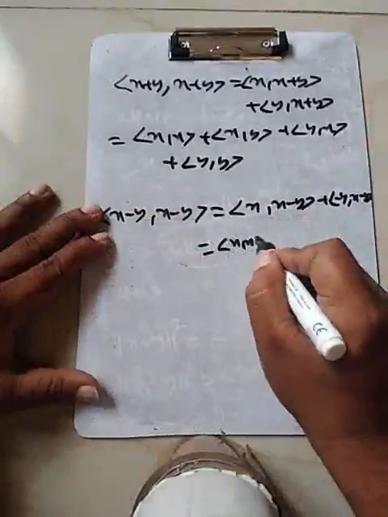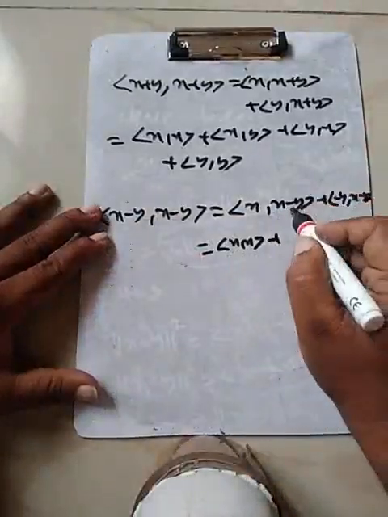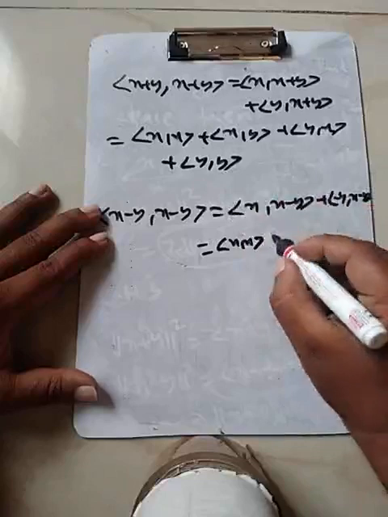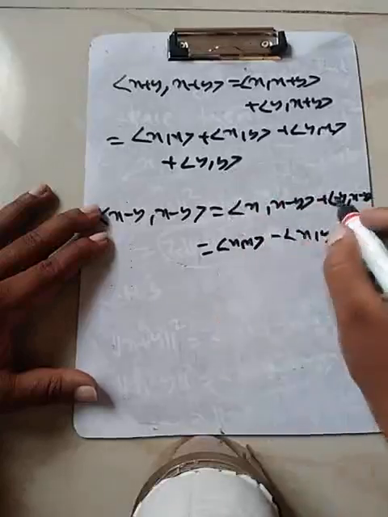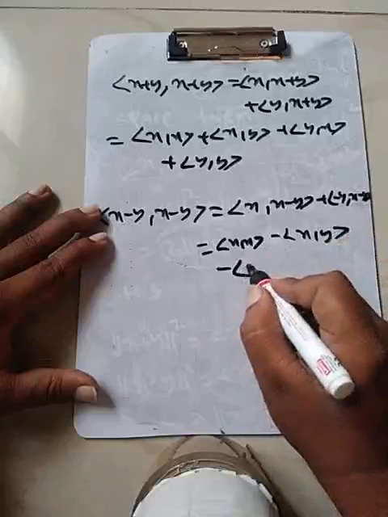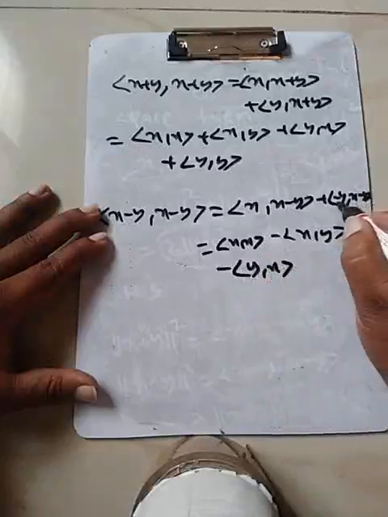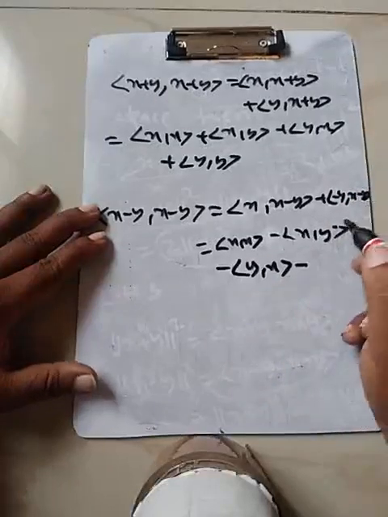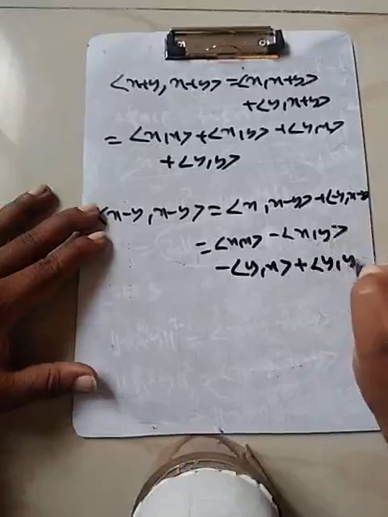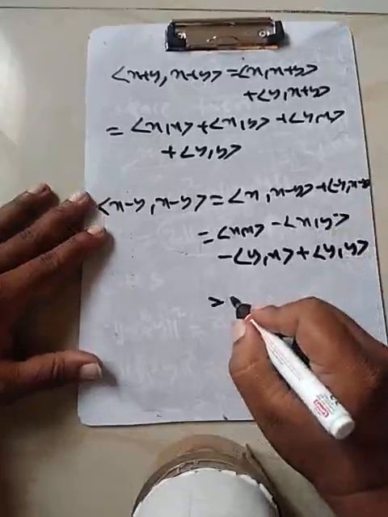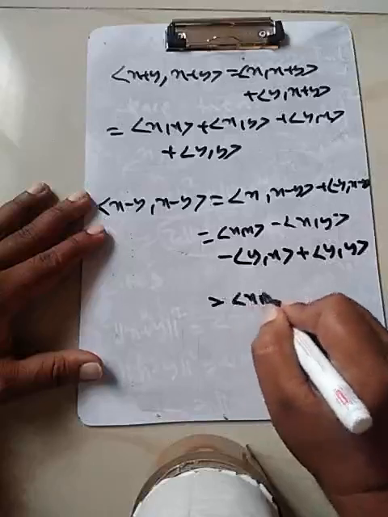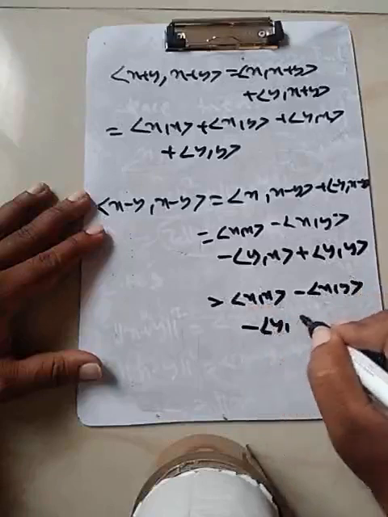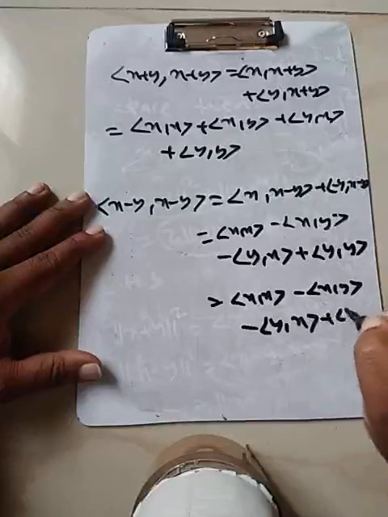This is inner product of x with x, minus inner product of x with y, because a scalar comes out conjugated, but it is just a real scalar. Whereas here, minus inner product of y with x, and then the minus comes out with no conjugate because it is real, so minus becomes plus inner product of y with y. So this is inner product of x with x minus inner product of x with y minus inner product of y with x plus inner product of y with y.